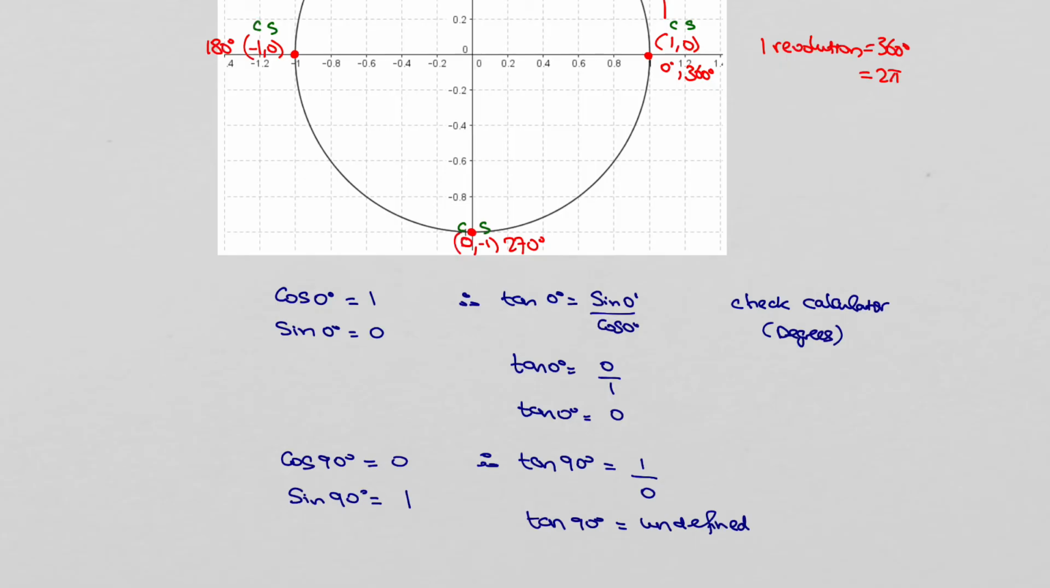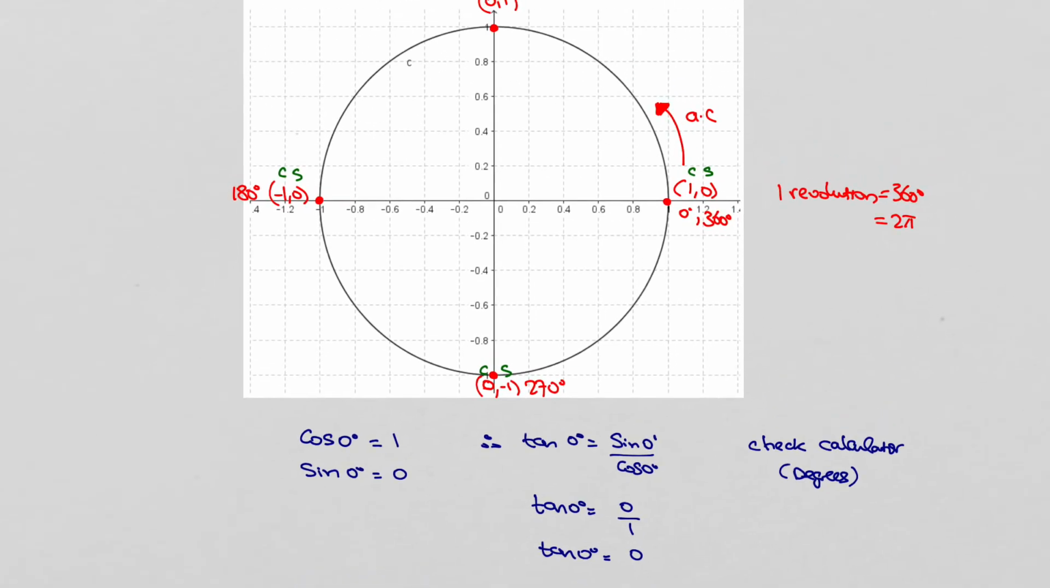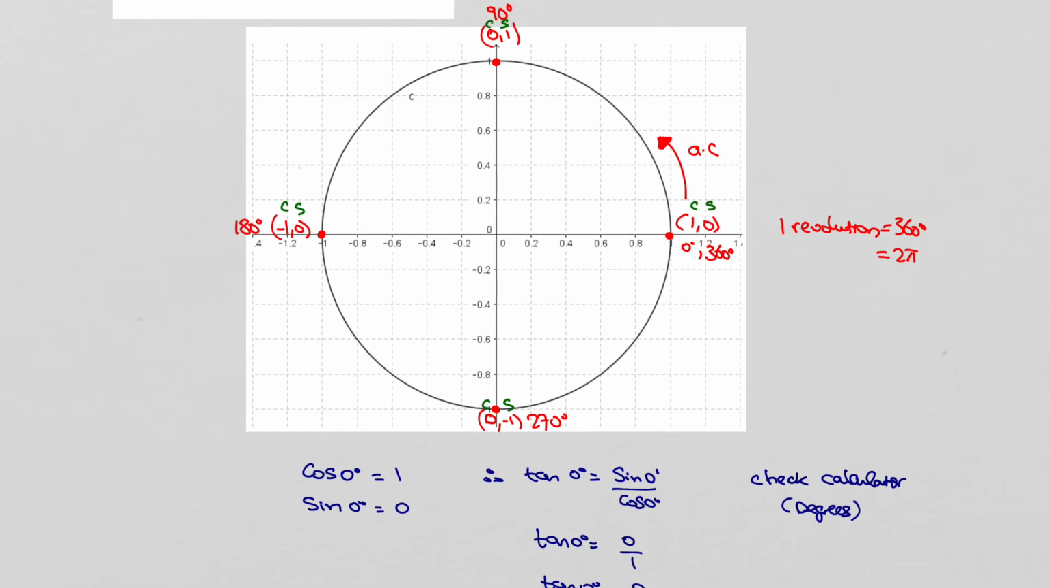So we didn't even have to use our calculator or our maths tables. We can literally just look at the coordinates to find out the values of cos, sine or tan of any angle on our unit circle.